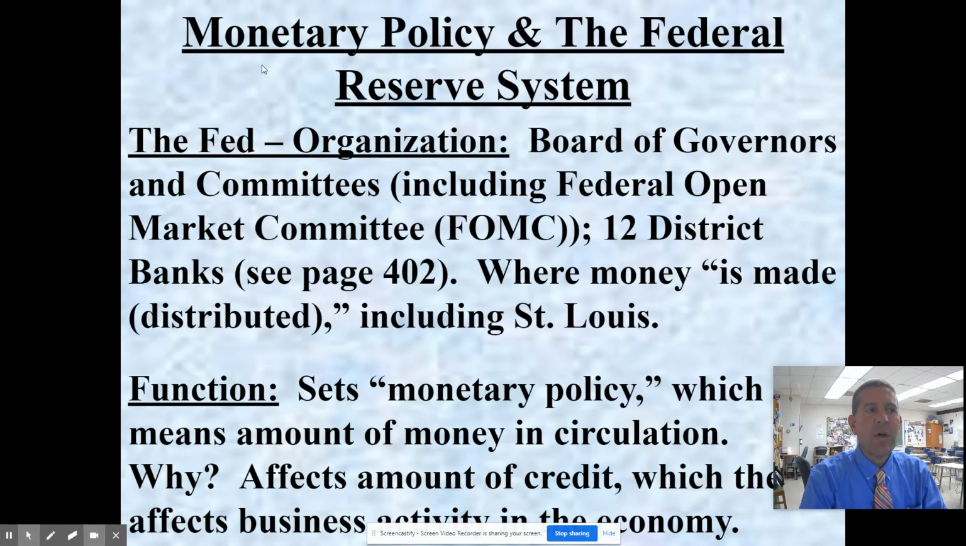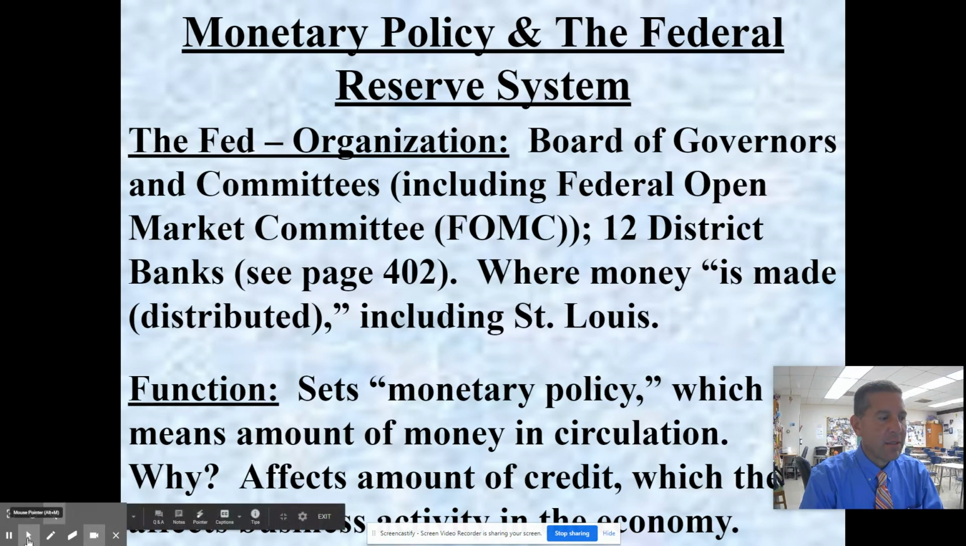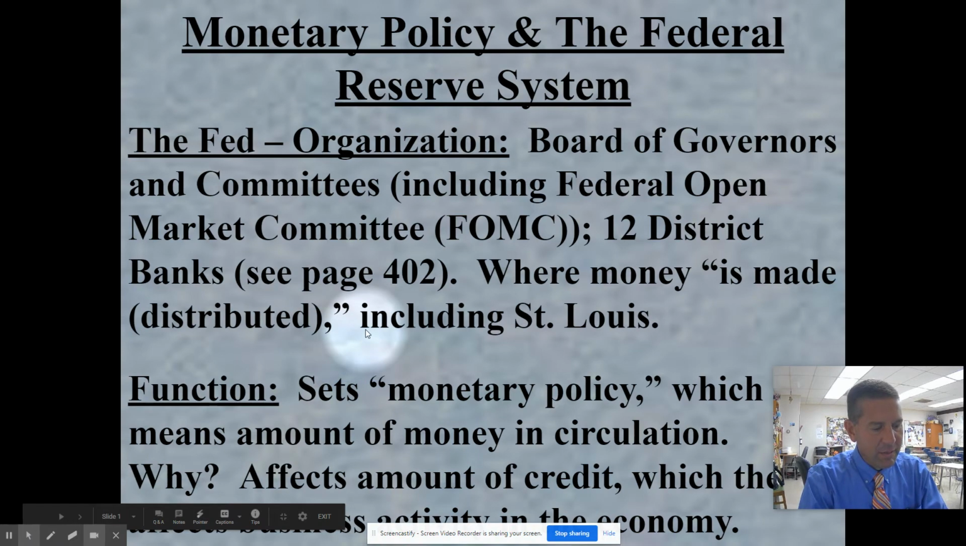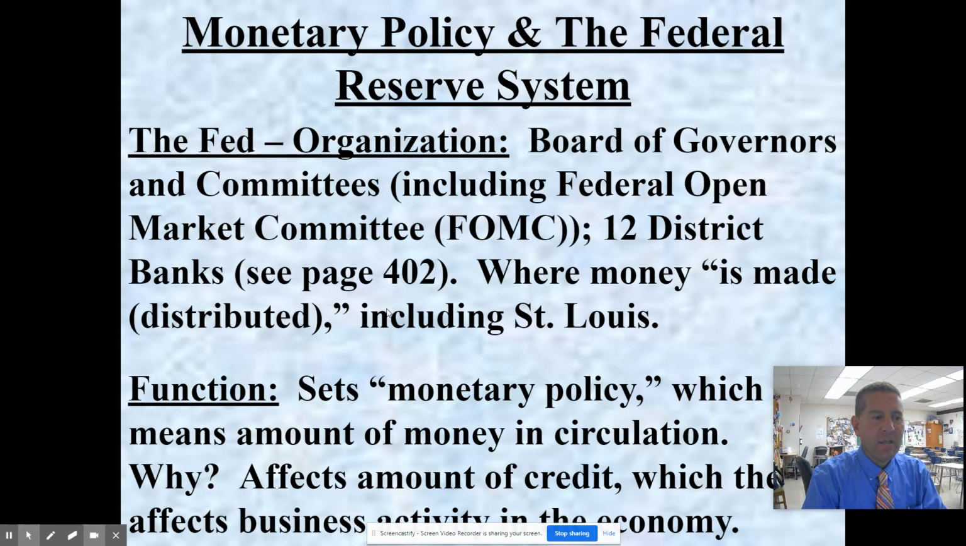Chapter 15 in its entirety is about monetary policy and the Federal Reserve System, often shortened to the Fed. Last time we examined how the Fed is organized, those 12 district banks. The president appoints governors of each of those 12 banks. Those 12 women and men make up the board of governors. They have smaller committees, the most important being the Federal Open Markets Committee, or FOMC, that helps set interest rates and determine monetary policy for the country. And so that's how the Fed looks as a structure.